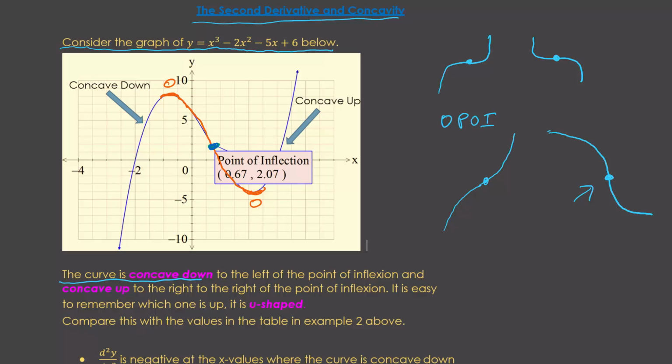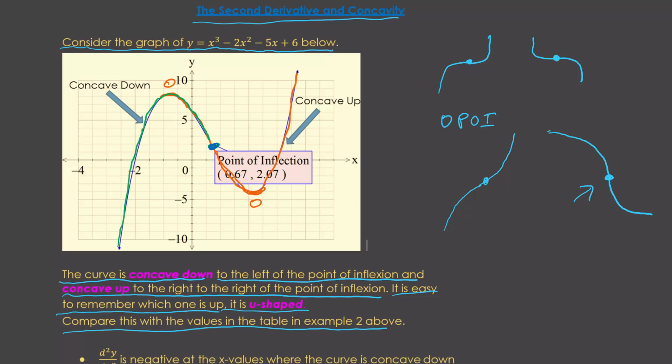The curve is concave down to the left of the point of inflection. So we can see the shape to the left of the point of inflection. The graph is concave down. It's concave up to the right of the point of inflection. So if we go to the right of the point of inflection, it is concave up. It is easy to remember which one is up. Remember, it is U-shaped. We talked about this before.